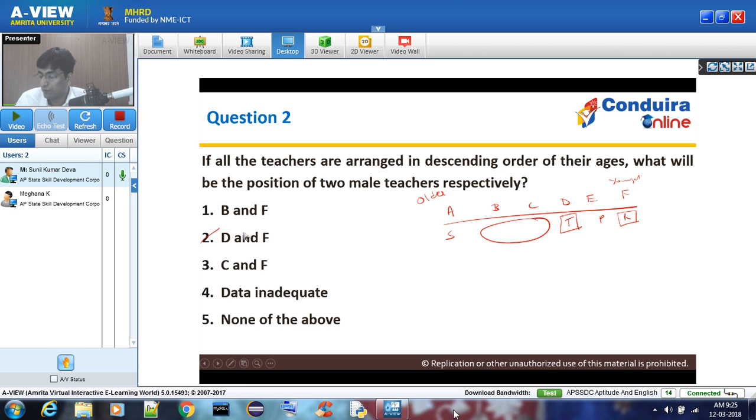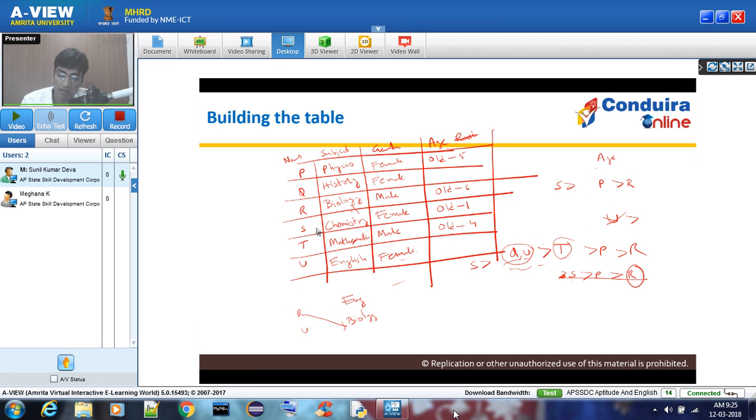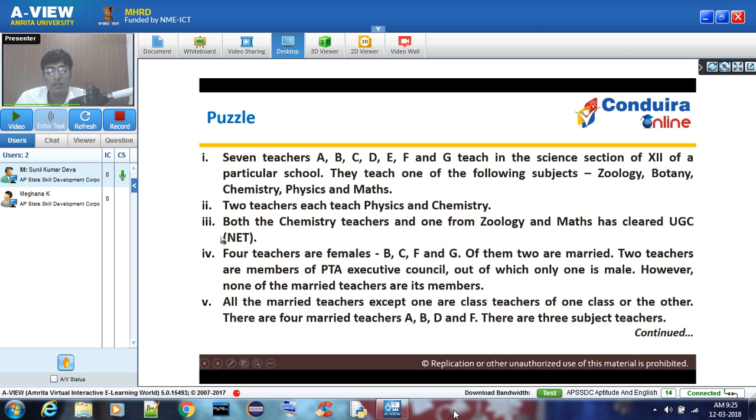Now this is straightforward. Once we have the table, and as mentioned, today's class, every single puzzle that we see, we will have a table, and everything is based around getting the table built correctly. So here we have a third question: who teaches biology? This is something that we answered earlier. This should be person R or teacher R. So who teaches biology is R.